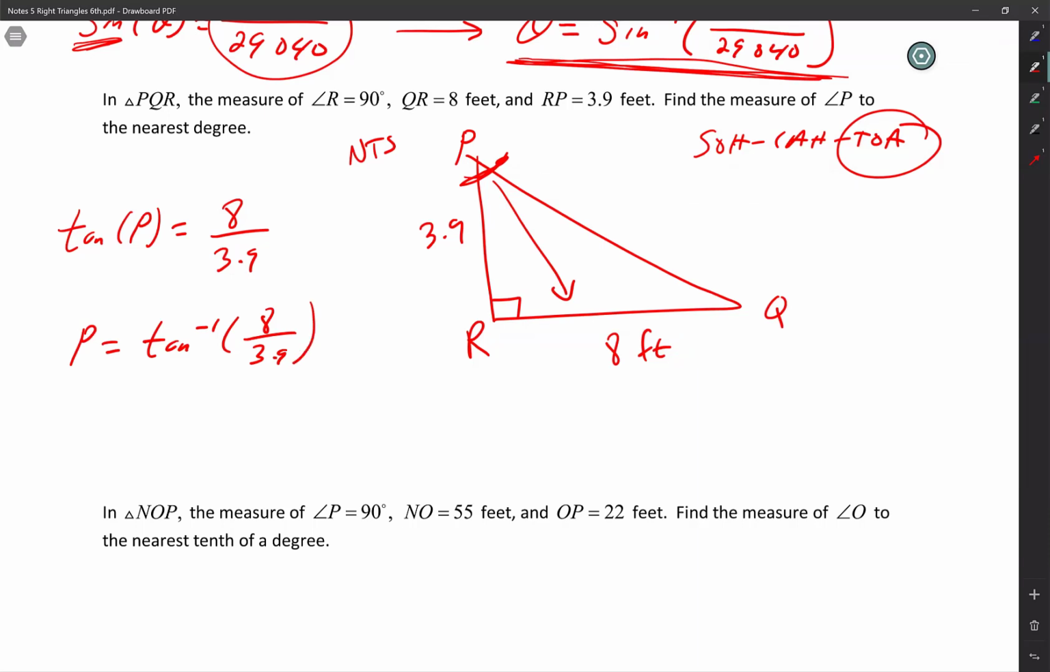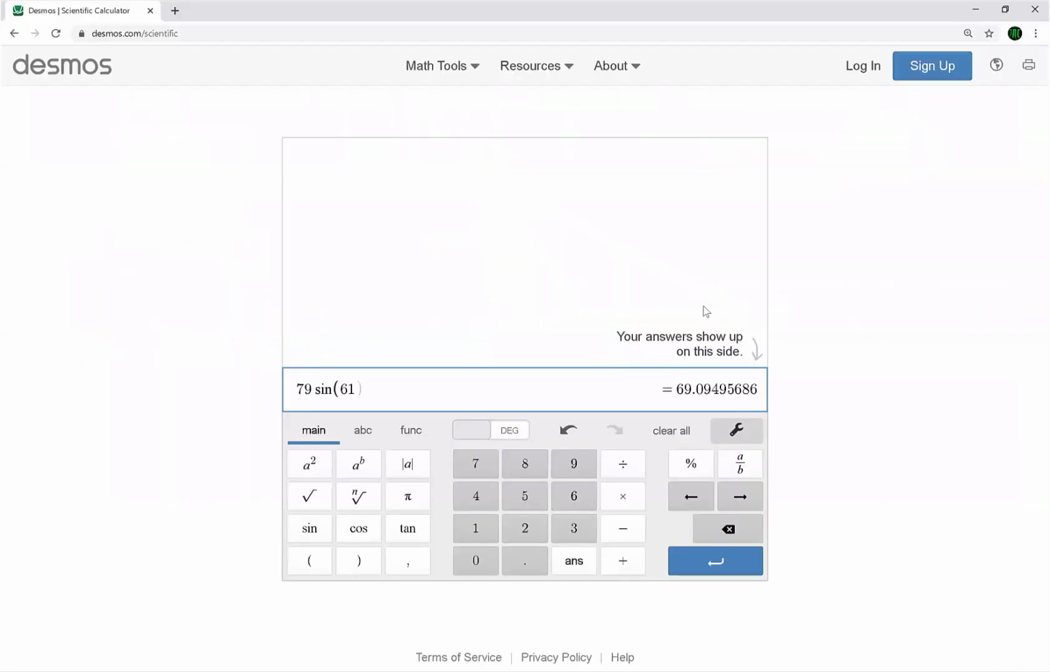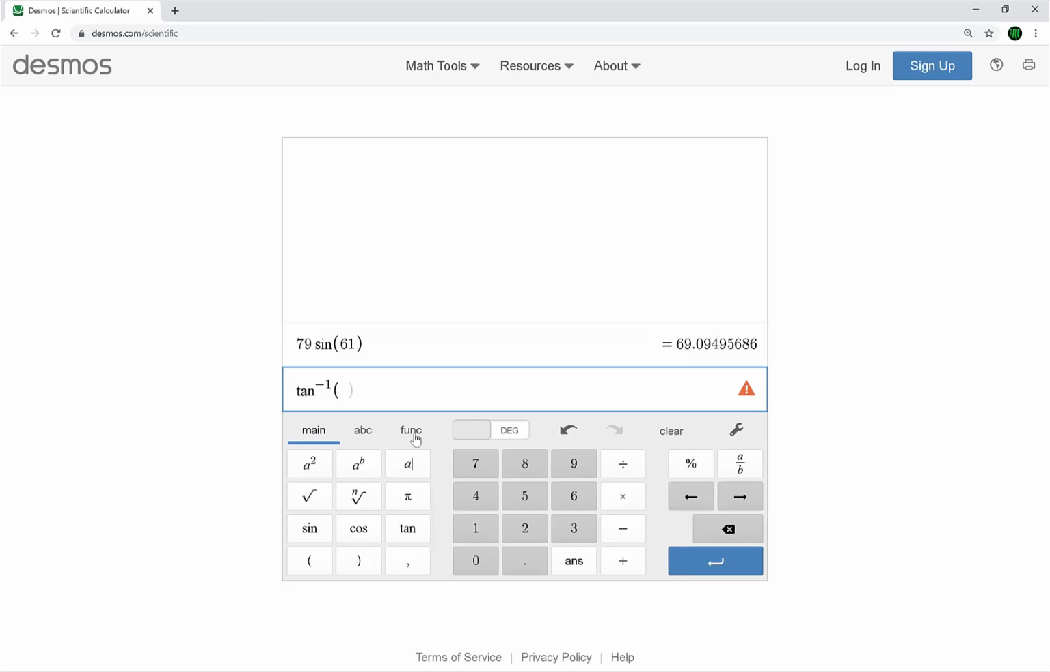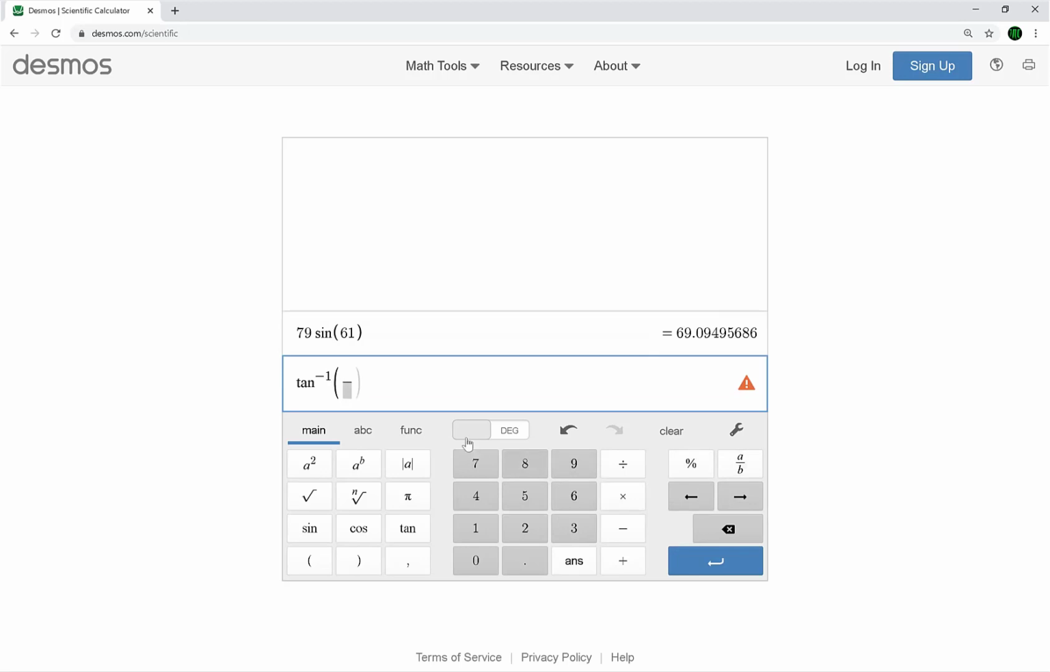So I come back and take my calculator. Let me go back to Desmos. I'm just going to look for inverse tan. No, that says tan there. So to find it, click on functions. And there it is, 10 to the negative 1. You click on that, and I'm gonna go back to main. I already forgot, short-term memory. What did I have in the top, guys? 8 over 3.9. And there it is.